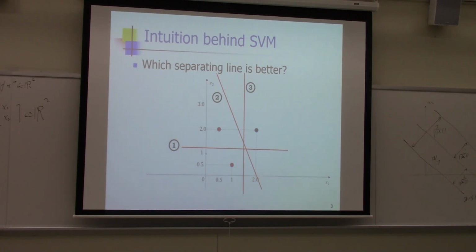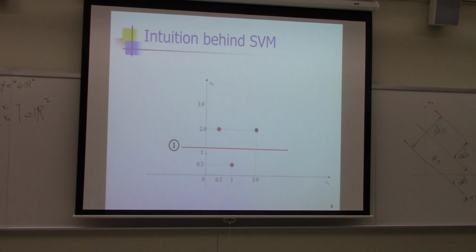How about line 1? What is the margin of line 1? 0, right? So keep in mind, a separating line should separate two classes. And this line does not separate two classes.